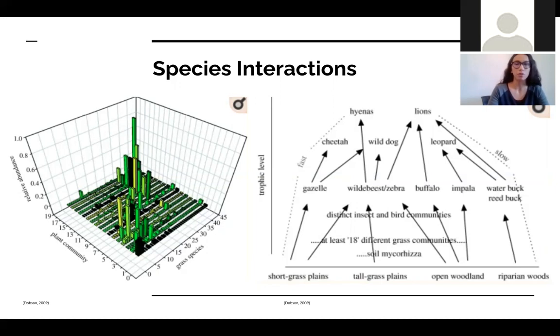starting from beneficial mycorrhiza fungi that provide a symbiotic relationship with grass and plant communities, which provide a habitat and food source for insects as well as birds and grazing animals such as gazelle, wildebeest, zebra, buffalo, impala, waterbuck, and reedbuck, that are then a food source for carnivorous animals that include cheetah, wild dog, leopard, lions, and hyenas.